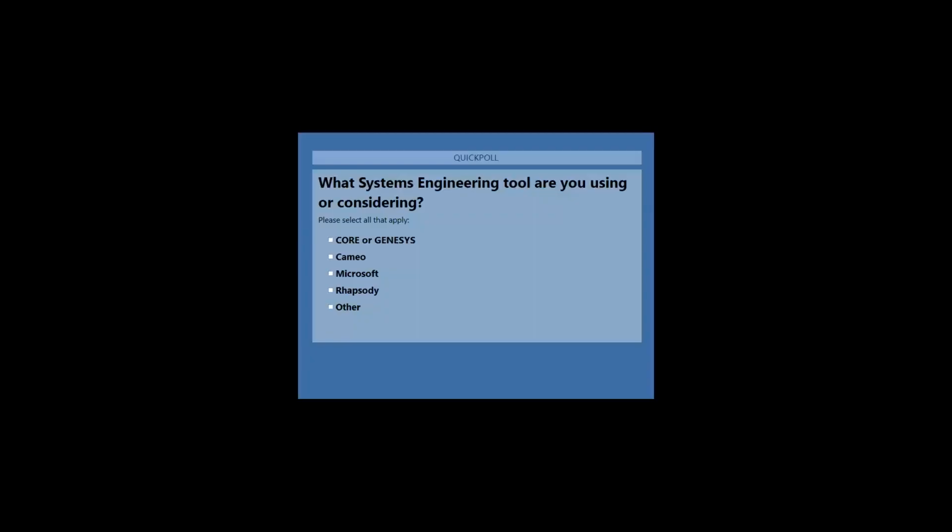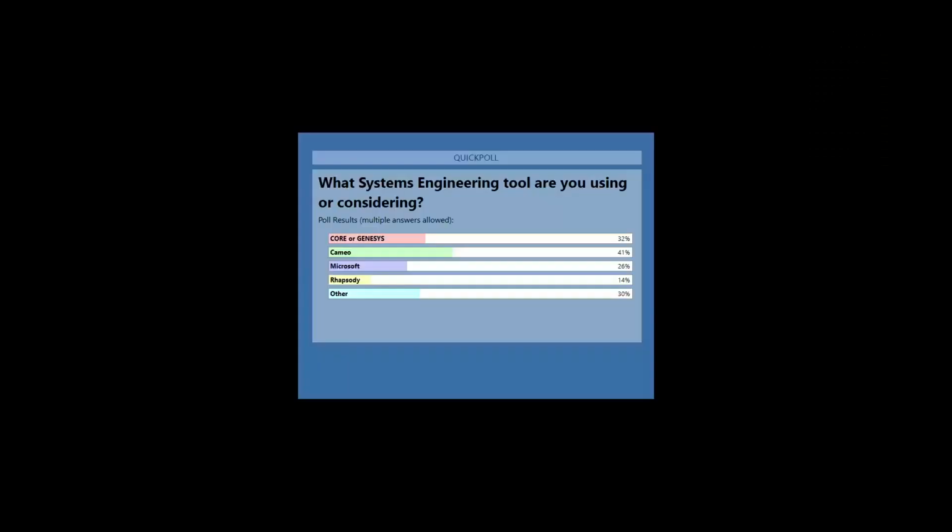All right, let me go ahead and close the polling and we'll share those results. So what systems engineering tool are you using or considering? Looks like a good distribution here. We've got Core and GENESYS sitting at 32%, Cameo at 41%. We have Microsoft at 26%, Rhapsody at 14%, and other at 30%. Very interesting distribution. Steve, any comments?